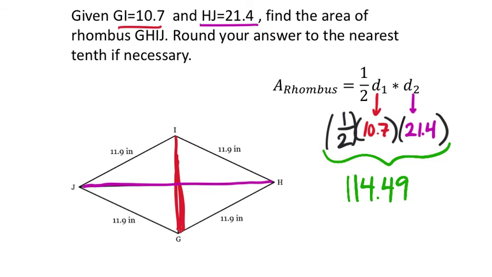114.49, but it did say to round to the nearest tenth. So the 9 in the hundredths place value is going to add 1 to the tenths place value, making this 114.5. So the last thing I need to do is label this. These were all in inches. This is an area, so I have now square inches.